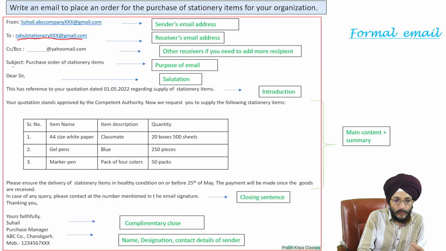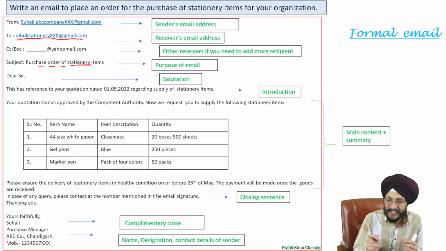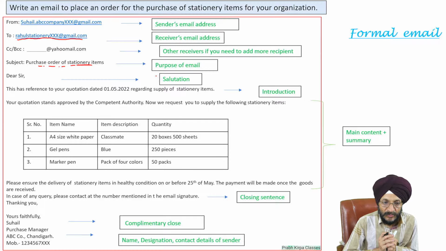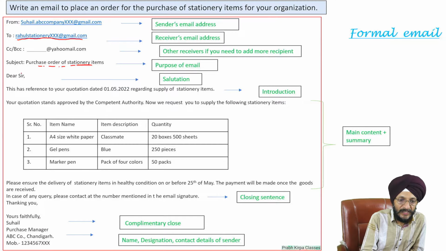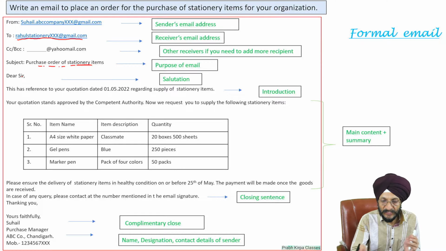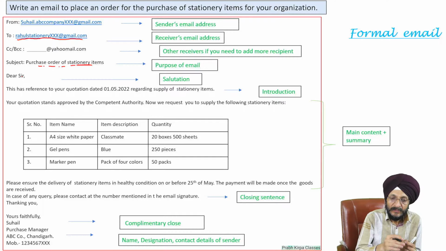Then you may mention the subject: purchase order of stationery items. This is the purpose of the email, that is, the subject. Then comes the salutation. As it is a formal email, we are not to write dear Rahul, we will use dear sir. Or if the organization to whom you are sending is managed by a lady, you will mention dear madam. Then you will write the body of the mail.